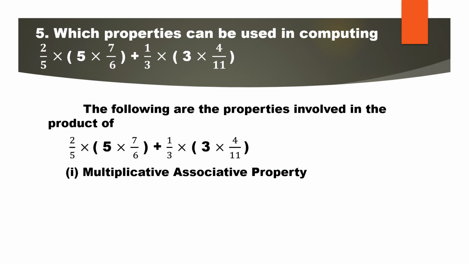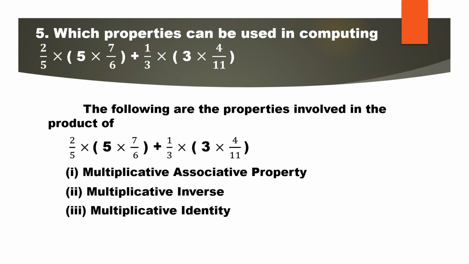Okay, so the next property is multiplicative inverse. If I do the multiplicative inverse of this one, the reciprocal of this one, and the reciprocal of this one, and if I add, I'll get the same answer. So I can use multiplicative inverse. Next, multiplicative identity. Multiplicative identity means multiplying with 1. If I multiply this answer with 1 and this answer with 1 and I add them, I'll get the same answer. So the property used is multiplicative identity.